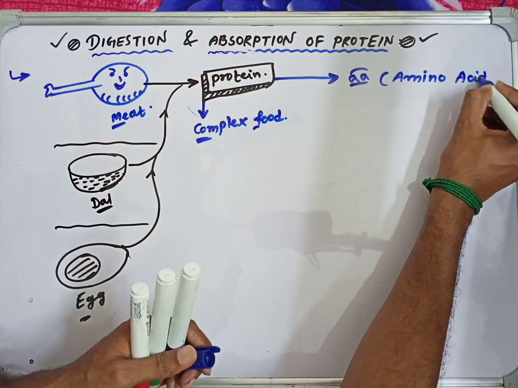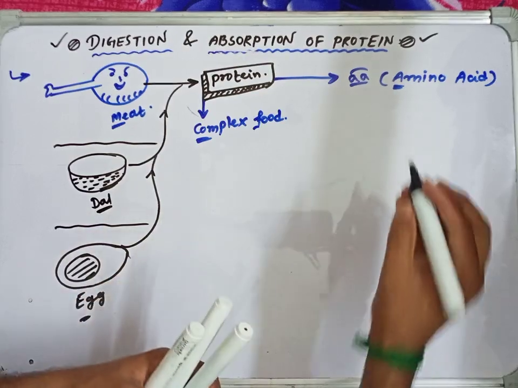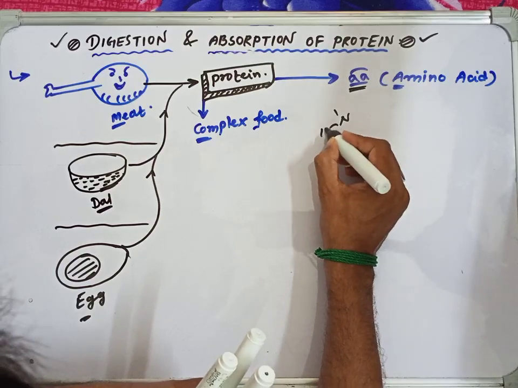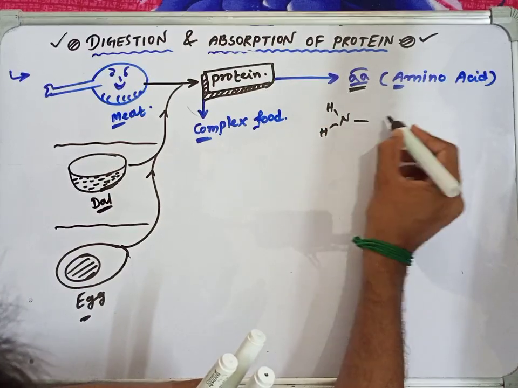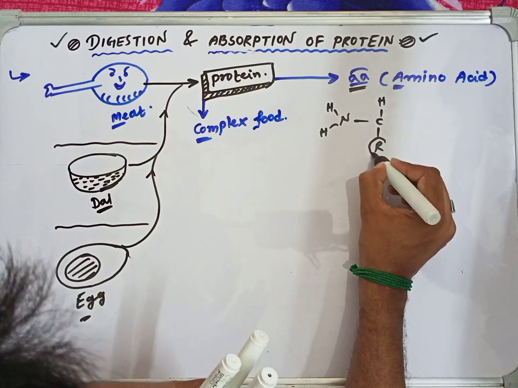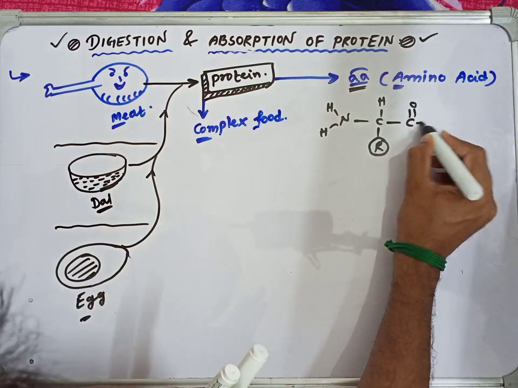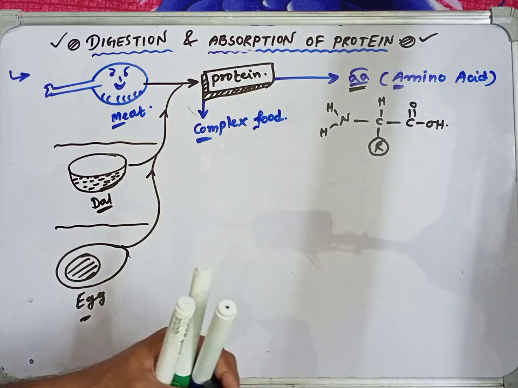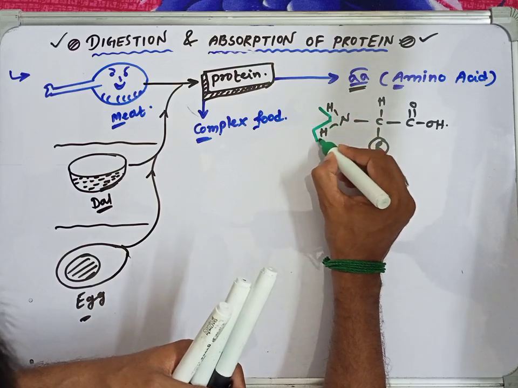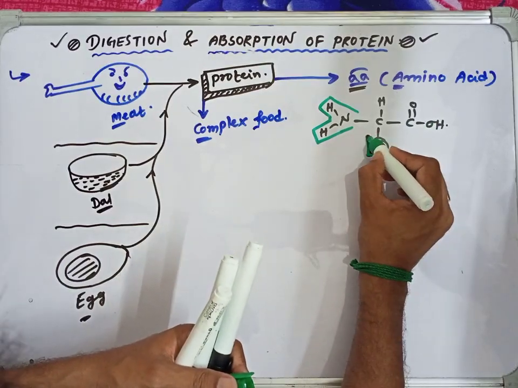Amino acid, right? And I will make a basic diagram of the amino acid structure. An amino acid contains an amino group, that is NH2, and a carbon, which carries a lone hydrogen, and there is an alkyl group represented as R, as well as a carboxyl group, which is COOH. That is the main basic molecular skeleton of amino acid, right?